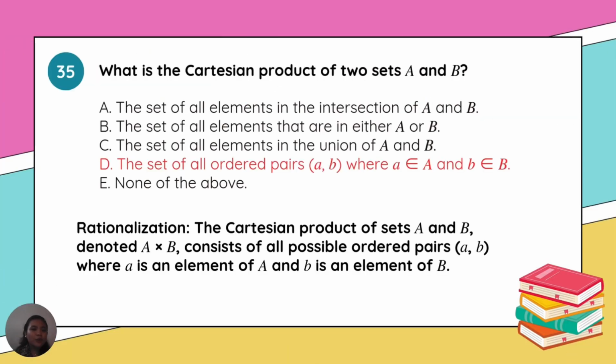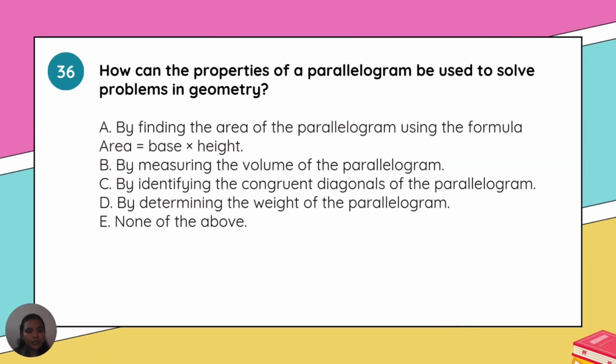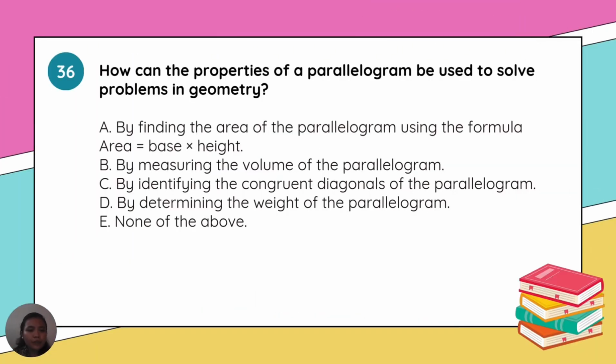The set of all ordered pairs (a, b), where a is an element of A and b is an element of B. So the Cartesian product of sets A and B, denoted A times B, consists of all possible ordered pairs (a, b), where a is an element of A and b is an element of B. Okay? Number 36. How can the properties of a parallelogram be used to solve problems in geometry?